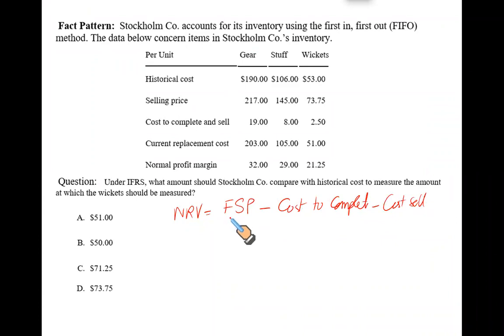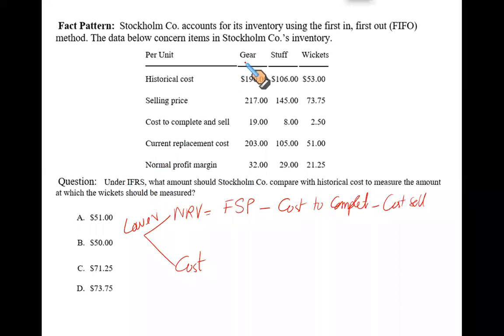The final selling price minus cost to complete minus cost to sell. This is called the net realizable value. So under IFRS and also US GAAP, you will take NRV on one hand and keep the cost on the other hand. Whichever is lower will be considered the valuation basis subsequent to initial measurement. Now let us apply this on this question here.